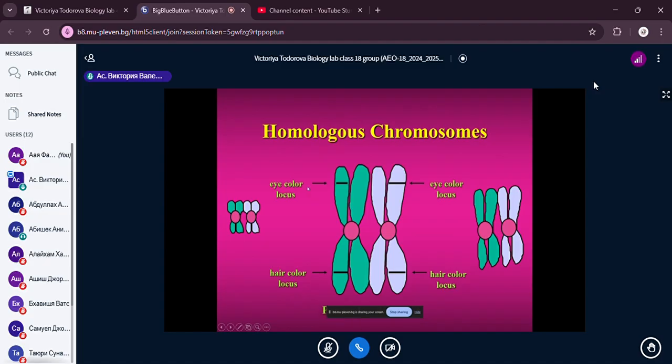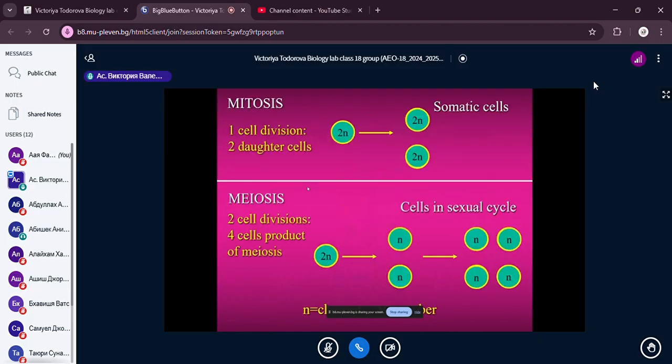But we will talk about this next time, karyotype, after two lab classes, when we have patterns and principles of heredity.